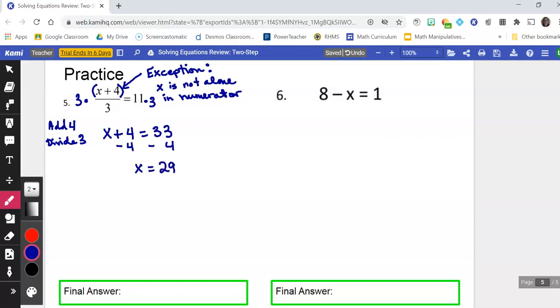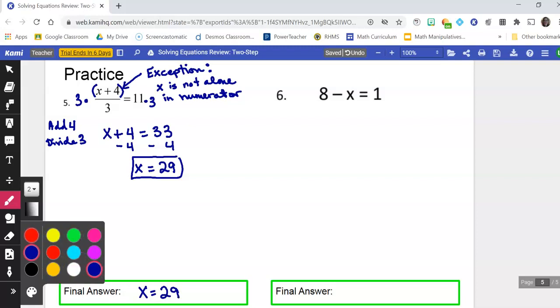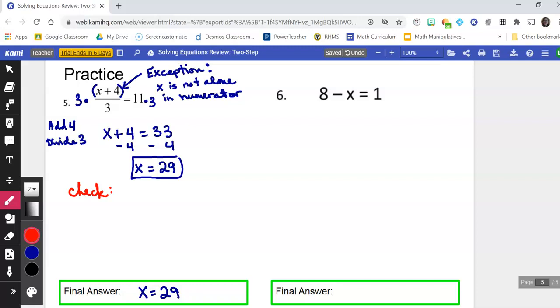Now, remember, you can check your answers. This one in particular might be one that, if you did it on your own, you might be concerned about whether you did it right. Remember, you can always check your work. So if you decide to check this, you're going to take your equation, x plus 4 all divided by 3 equals 11. You're going to substitute in 29 for x. And then you are going to simplify.